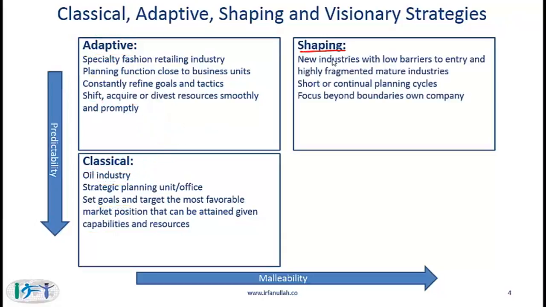The shaping strategy works well in new industries with low barriers to entry where the level of innovation is high. A classic example would be the internet software industry. This strategy also works in highly fragmented, mature industries where companies can potentially redefine the industry. As you can imagine, the planning cycle needs to be very short. In fact, it has to be to some extent continuous because the environment can change extremely fast.